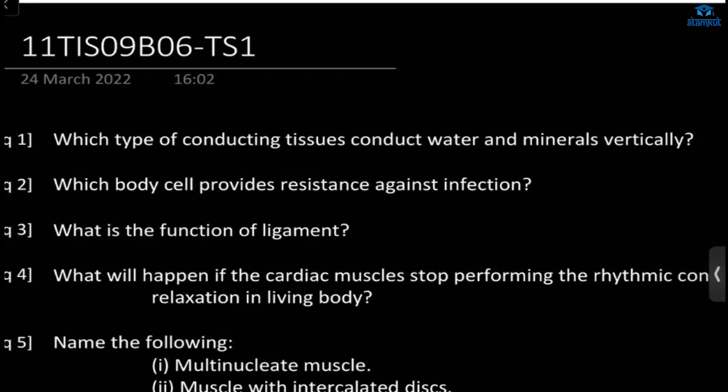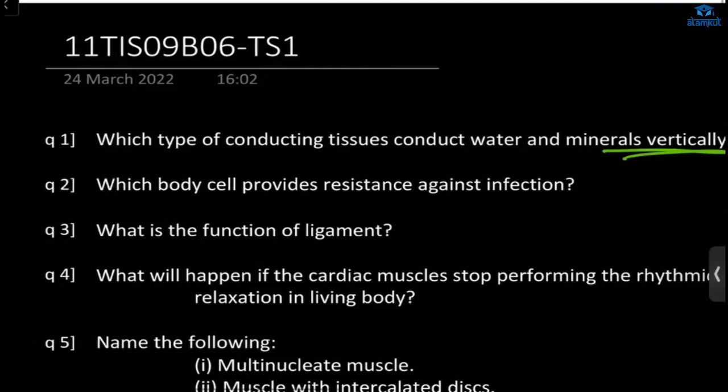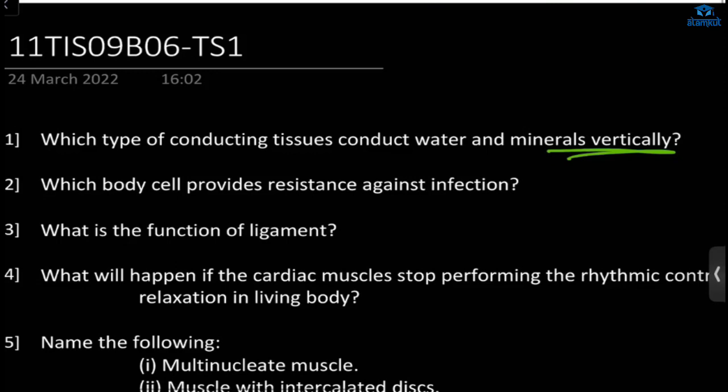First question: which type of conducting tissue conducts water and minerals vertically? Give me 2 minutes. Okay, I've written this one. For the first one, it's known as vascular tissue. Which type? You have phloem and xylem. Tracheids, ma'am. Tracheids conduct water and minerals vertically. Xylem. Tracheids and vessels. Okay. In a simple way, you can say xylem. Which part of xylem? Tracheids and vessels.